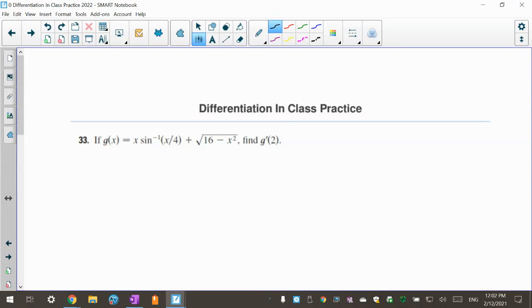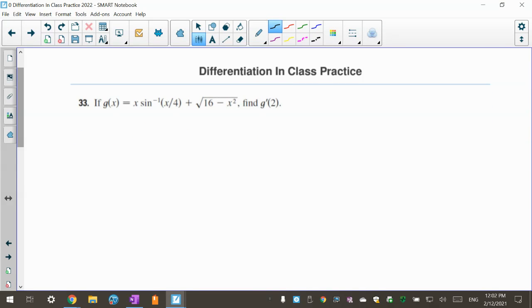Alright, this is our Calculus 1 in-class practice number 24, problem 33. And this one also has to do with inverse functions, inverse trig functions, if you will. This one's inverse sine. We've done three inverse tangents, so that's why I said that.